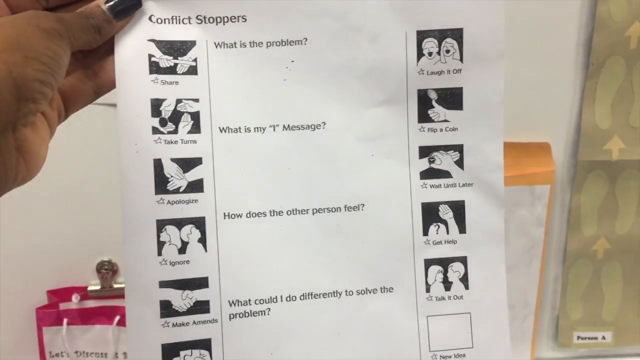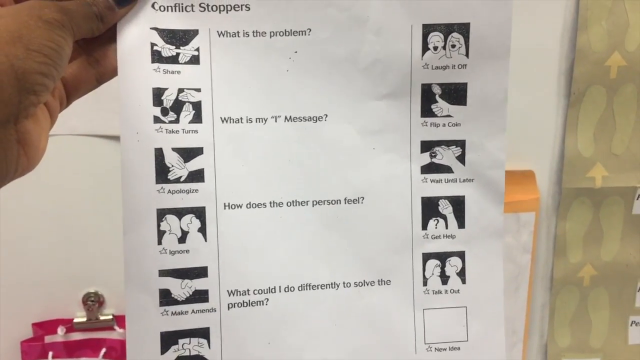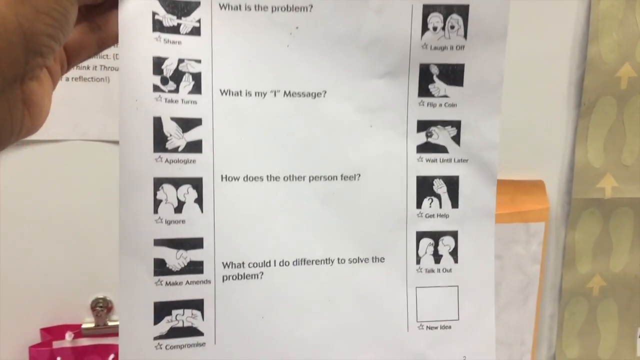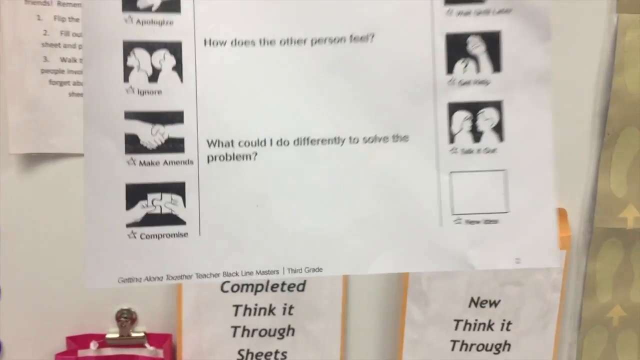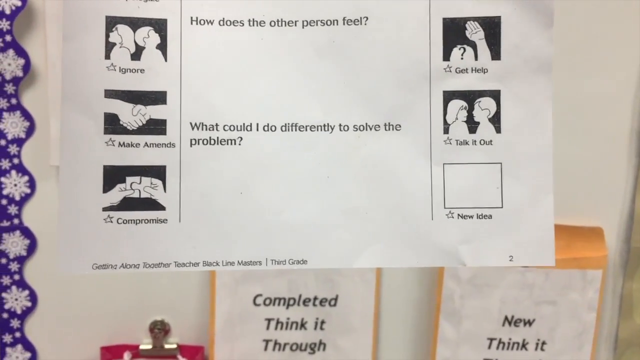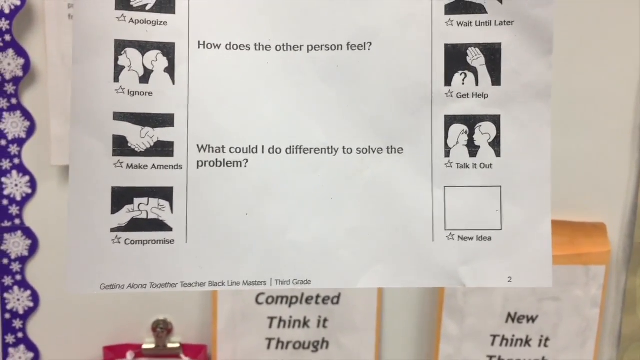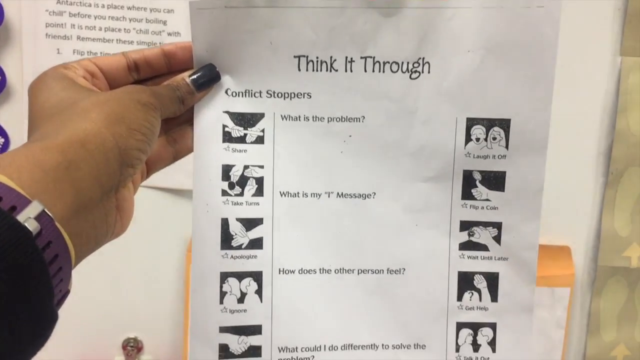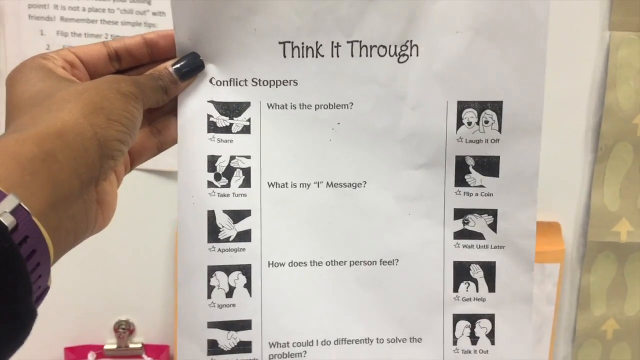What I like about this sheet, if you notice, is that you can see all of the options on the side for how they can solve problems. So if they have one of their own that may not be there, they can use the new idea, and that new idea will help them with solving the problem. So this Think It Through sheet with the conflict stoppers should be in the Antarctica.